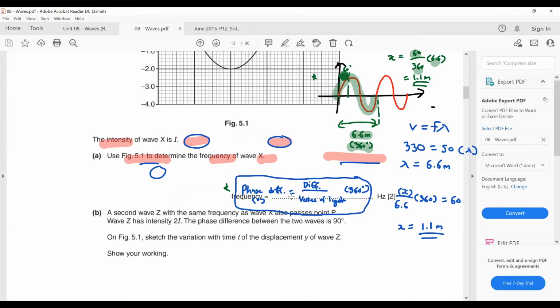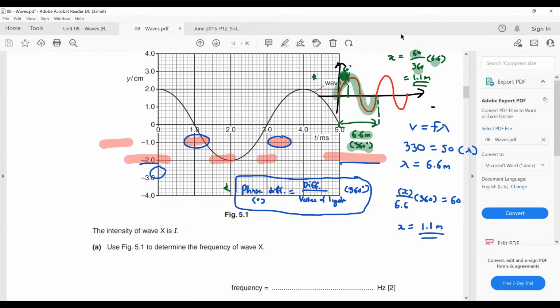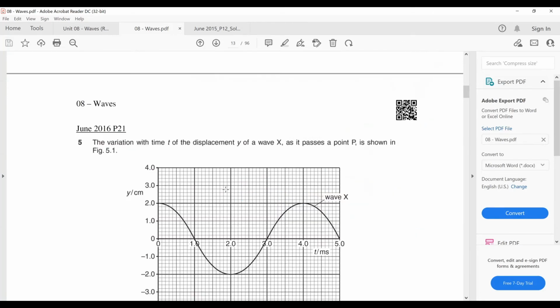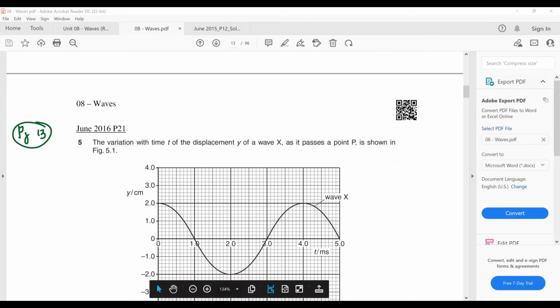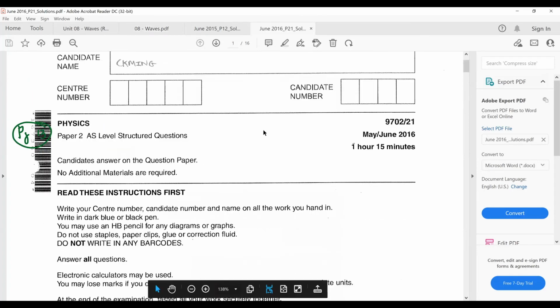Second wave passes point T. Okay, right. Maybe we try and have a look at page 13. Page 13, June 2016, P21.